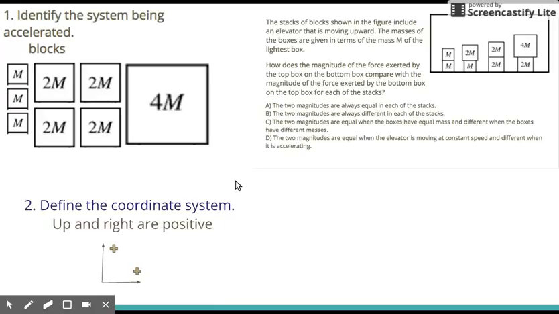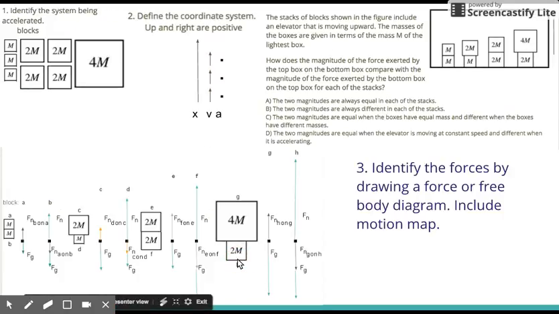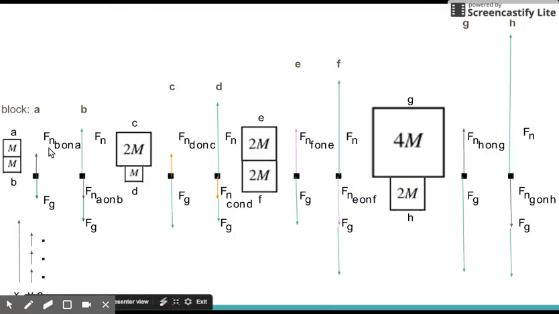Second, we're going to say that up and to the right is positive. Third, we're going to identify the forces by drawing a force diagram or free body diagram. And this is the motion map, so we can see that it's moving upward, velocity is constant, and acceleration is 0.